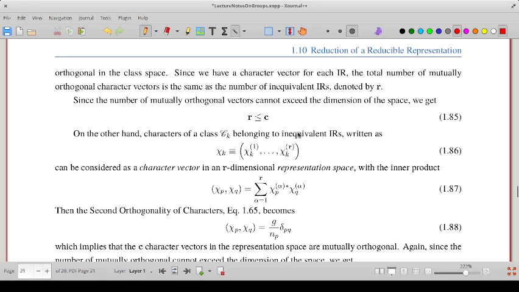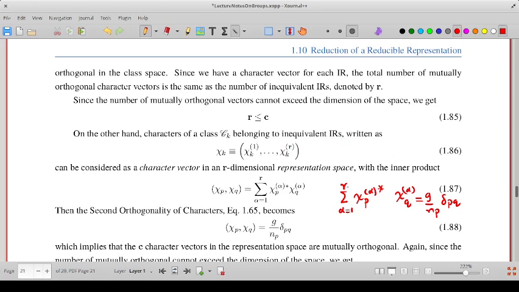Now we also had another orthogonality relationship among the characters, which was that the sum over alpha running from 1 to r of chi p alpha star times chi q alpha is equal to g by np times delta pq. And to make use of this, we will construct character vectors in the following way.